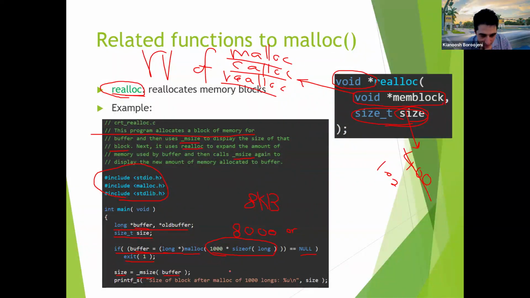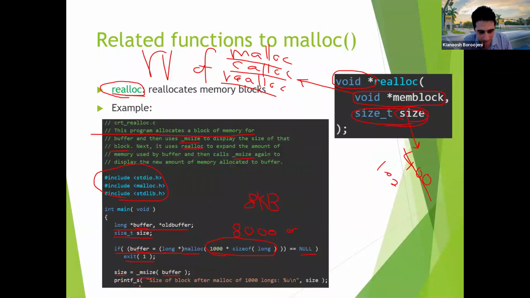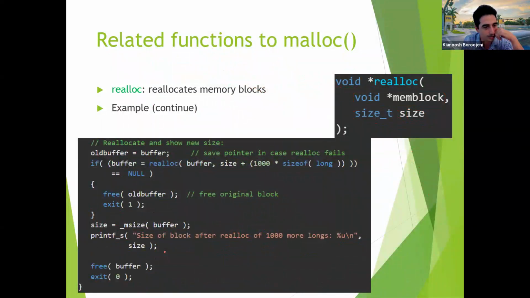And then we are going to print size of block after malloc of 1,000 longs is whatever the size is. By the way, the underline s in the printf is the secure version of it. You don't need to be worried about that. That's a special API that you don't need to know. But let's talk about the rest of it.